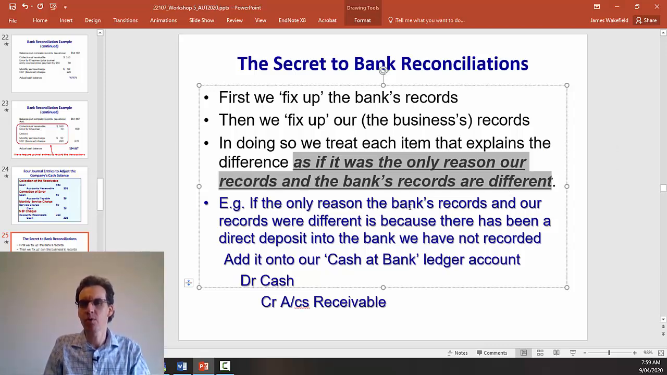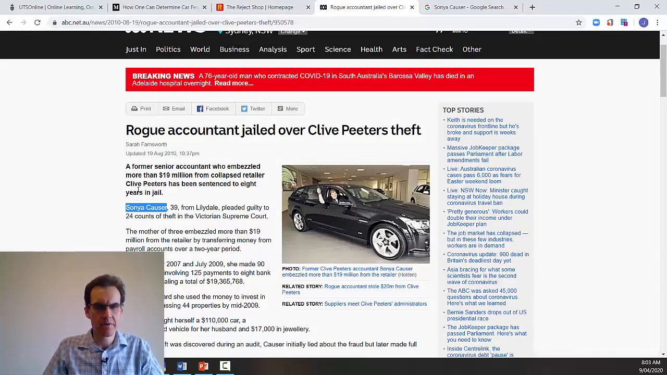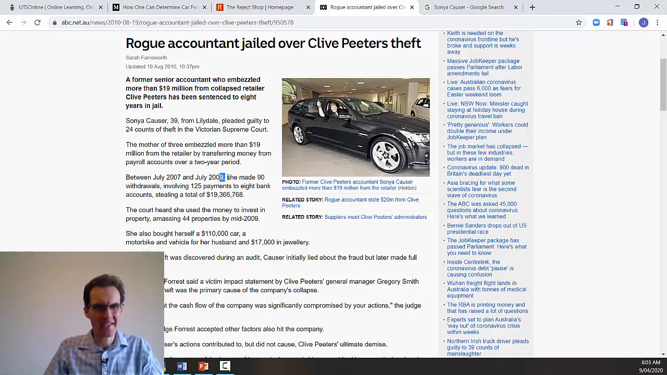And many businesses have faced issues where employees will embezzle and take cash from the business over a sustained amount of time, and the reason they're able to do that is because the business is not carrying out and performing the bank reconciliation, which would allow them to discover that there are anomalies here and we need to investigate those anomalies. So for example, if we look at the case of Clive Peters, there was an employee there, an accountant, who managed to embezzle $19 million over the series of 90 withdrawals she made from this business.